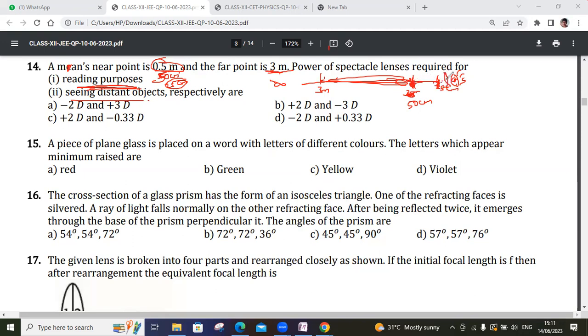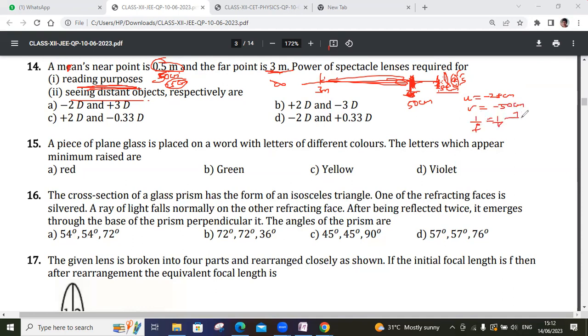We have to use some instrument here, such that this instrument will make the image of the object at 25 centimeter be formed at 50 centimeter, and this image of this lens will become the object for the eye lens, and the eye lens can see an object at 50 centimeter. So you have to use an instrument for which if u is equal to minus 25 centimeter, v should be minus 50 centimeter.